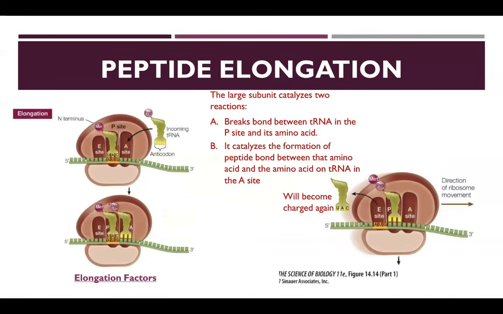It breaks the bond between the tRNA and the amino acid, and it helps catalyze the formation of the bond between that amino acid and the approaching amino acid in the A site. So what I mean by that is now the methionine is in the P site. The A site reads the next three codons, so the next three codons that it reads in, you have a tRNA that's coming in.